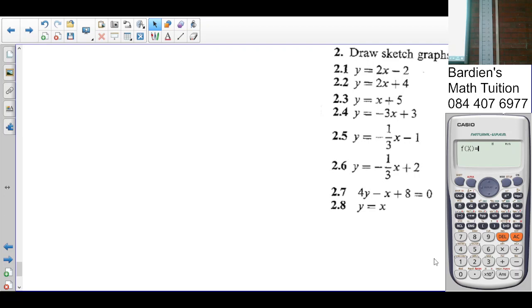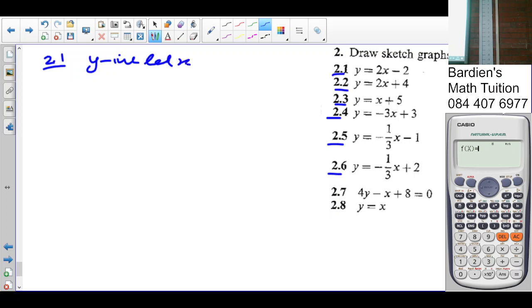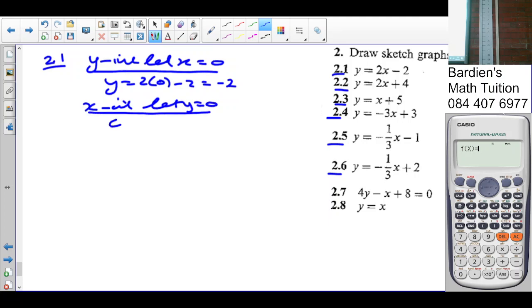Okay, so let's look at this here quickly. The first one I asked you was 2.1, 2.2, 2.3, 4, 5, 6. Those are the ones on the board. So 2.1, you got y-intercept. What do you do for y-intercept? Let x equal to 0. So y is equal to 2 times 0 minus 2, which is negative 2. X-intercept, let y equal to 0. So 0 is equal to 2x minus 2. Solve for x. Minus 2x is equal to minus 2, x equal to 1. So from here I can draw this graph.